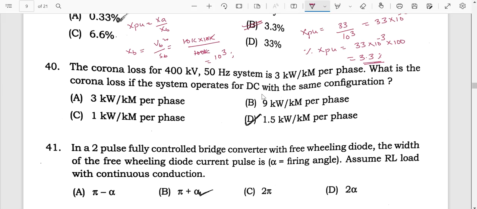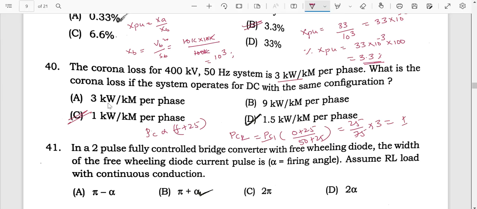Next. These are standard questions, and they were asked earlier when I was discussing the MCQs of power systems; you have seen this kind of question there. Now, corona losses: PC is proportional to (f + 25). So PC2 is equal to PC1 into, in the second case, frequency 0, so 0 + 25, divided by the earlier case of 50 Hz, so 50 + 25. So 25 divided by 75 into the PC1 value, which is 3 kilowatts per kilometer per phase. So it is going to be 1 kilowatt per kilometer per phase. The answer is C here. This kind of question was already discussed.